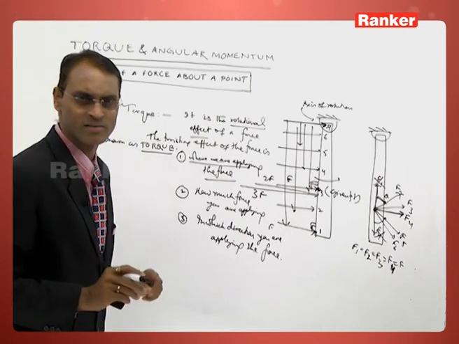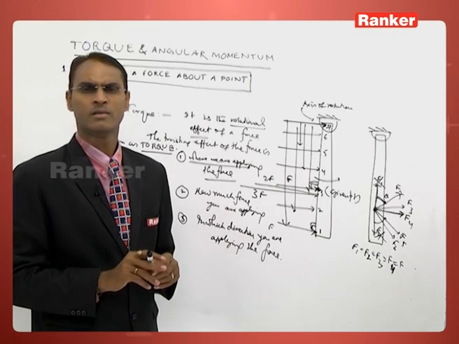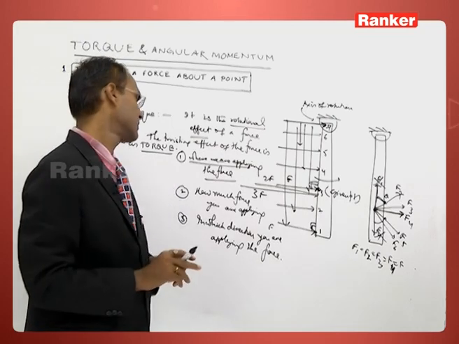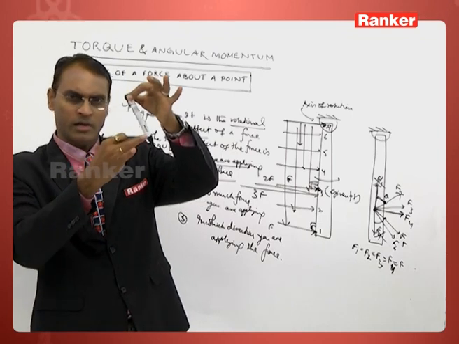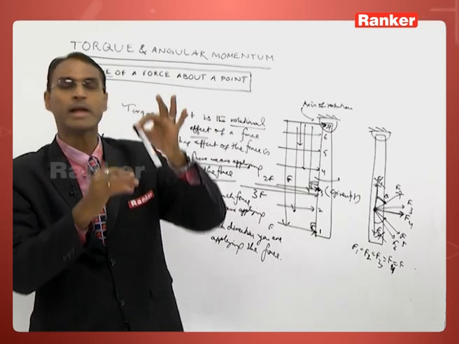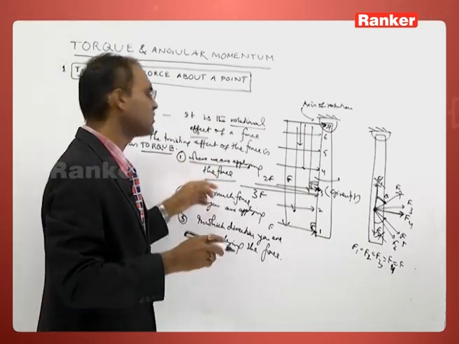Force has two effects. One, it can speed up or slow down an object or center of mass of the object. The other effect is, you apply a force, it rotates or it is getting twisted. The twisting effect of the force is called torque.